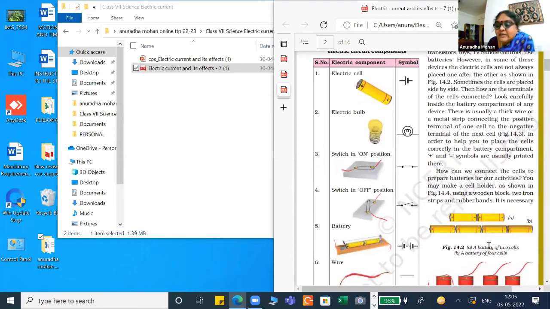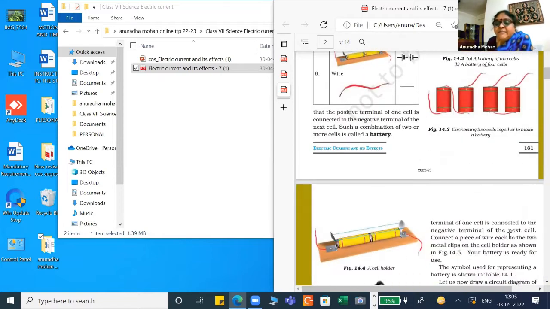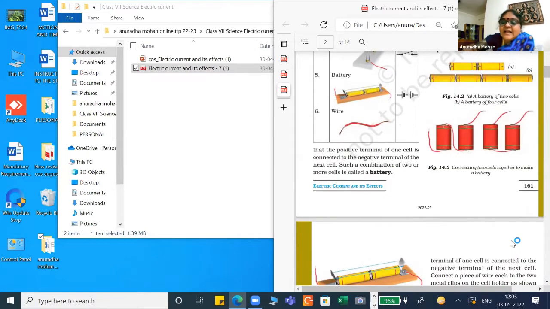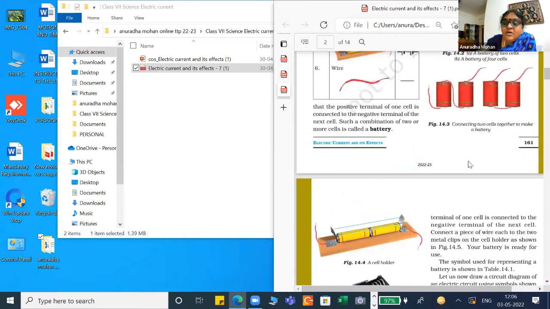Then you have all the symbols, and this diagram is very important. This is analysis. Why did the bulb not glow? The children will analyze, and they will say that the third cell's positive is attached to the positive. That is why the bulb did not glow. This is a very common question that we give, which we consider a HOTS question. There are some questions like that in the book back exercise also. And what is a cell holder? All these things.